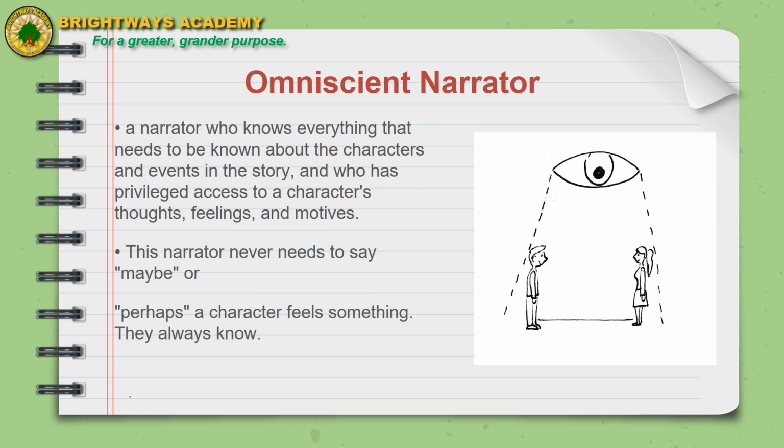The next one is the omniscient narrator. This is narrated by an all-knowing external observer who has access to the thoughts and emotions of all characters in the story. In another meaning, a narrator who knows everything that needs to be known, the characters and events in the story, and who has privileged access to a character's thoughts, feelings, and motives. This narrator never needs to say maybe or perhaps. A character feels something. They always know.